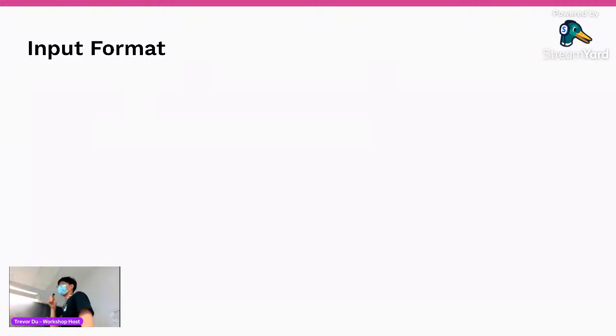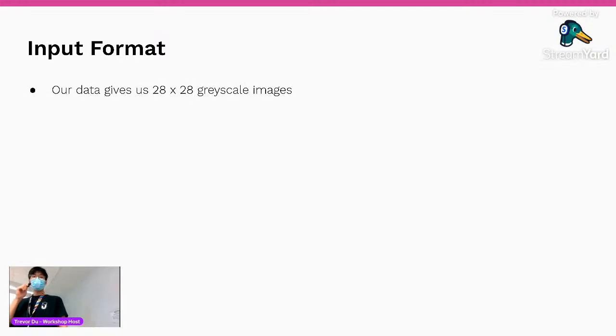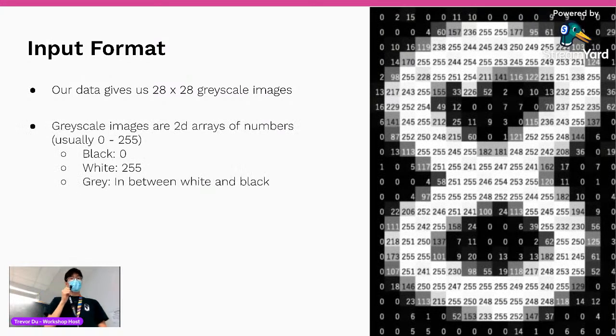So let's figure out our neural network's architecture first. What is our neural network going to look like? Well, our data was given to us as 28 by 28 grayscale images. Grayscale just means that it's black and white. Grayscale images are stored as 2D arrays of numbers, usually from 0 to 255, that's a standard. But sometimes people represent them between 0 to 1 or any arbitrary range. Black is 0, white is 255, and gray is any number in between. And as you can see, each pixel is just a number representing its shade.